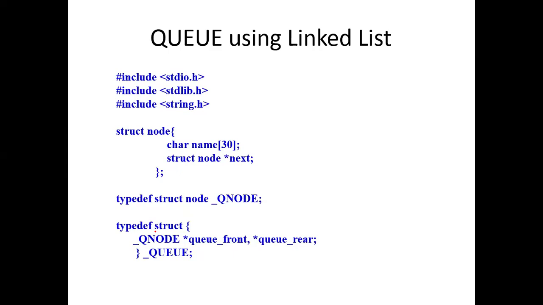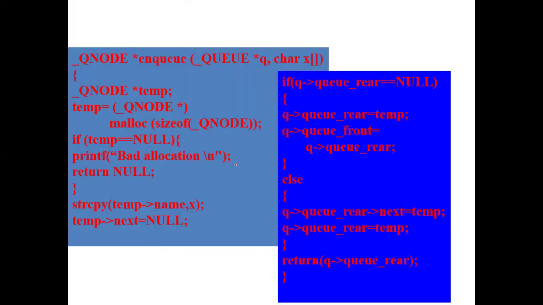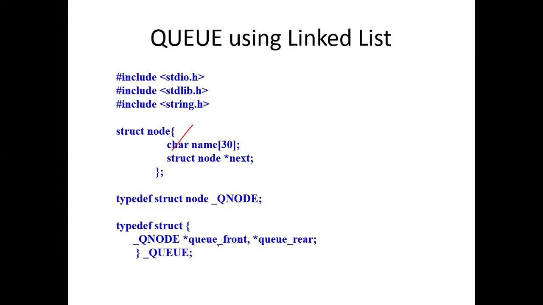First, we create a node structure. Here I'm using a character variable, so character name and then a next pointer pointing to the next node in the list. And also I have two pointers, front and rear, pointing to the front and the back end.